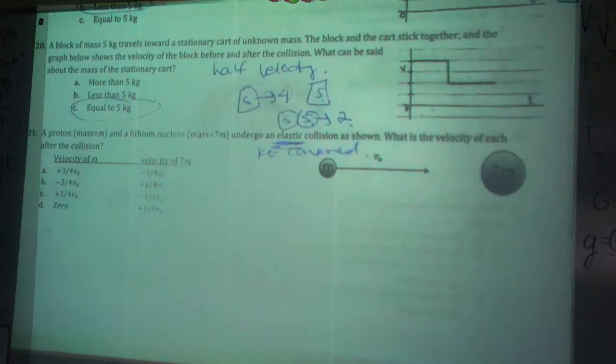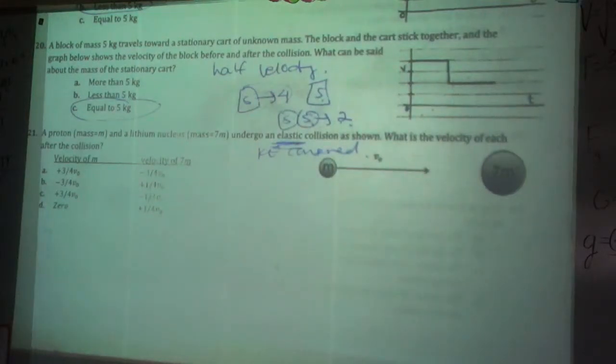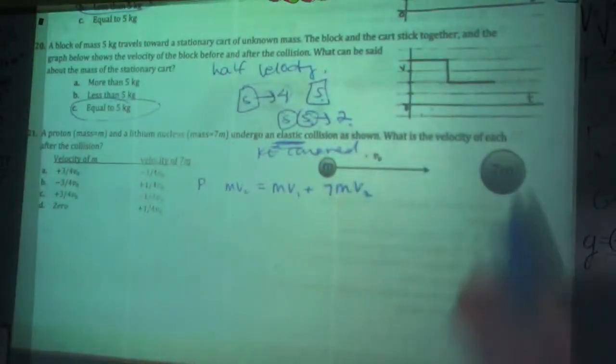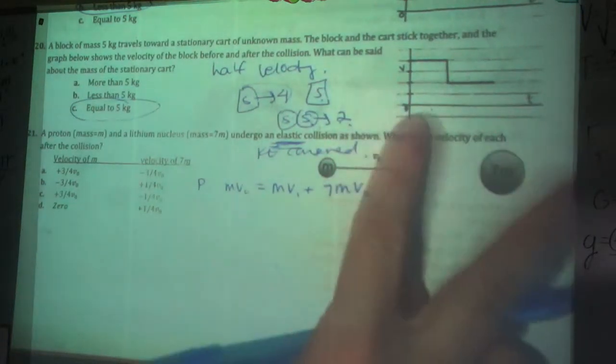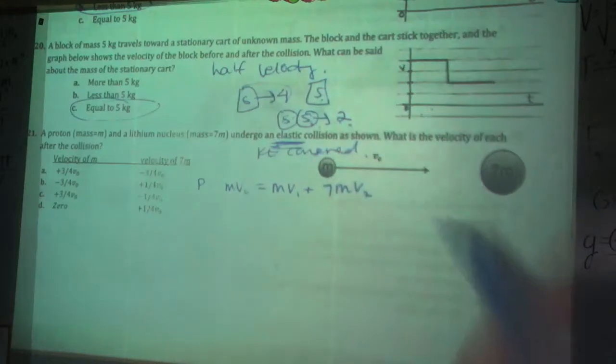So this is going to be one of those complicated ones where I have to set up 2 equations, because in an elastic collision, both momentum and kinetic energy are conserved. So let's start with momentum being conserved. I have m v naught, and then afterwards I'm going to have m v1 plus 7m v2. Now I can't say v and v because they do not stick together. In fact, I know they don't stick together, because if they stuck together, that would be an inelastic collision. It's not.